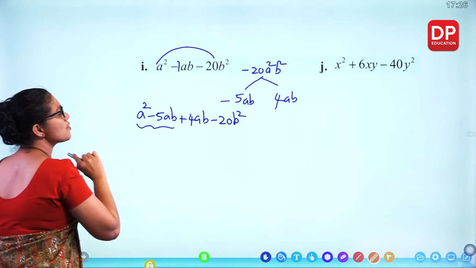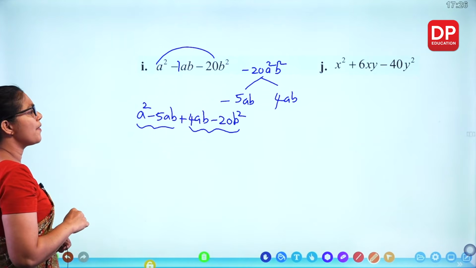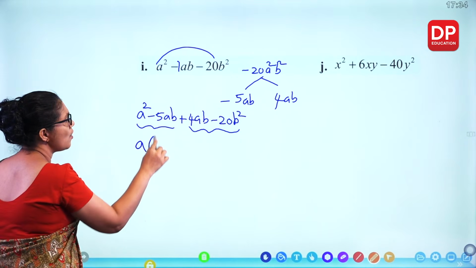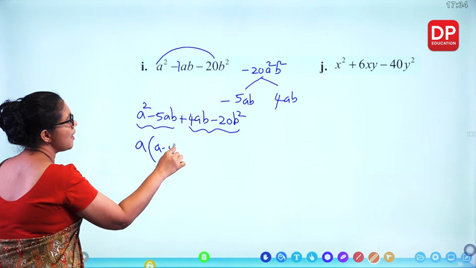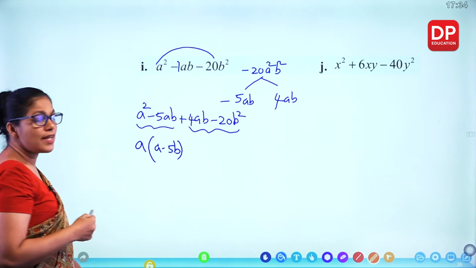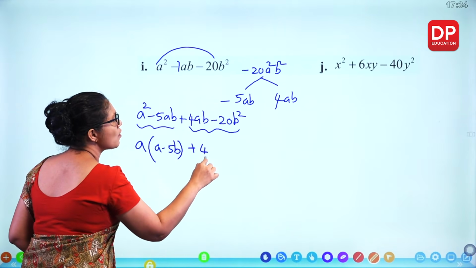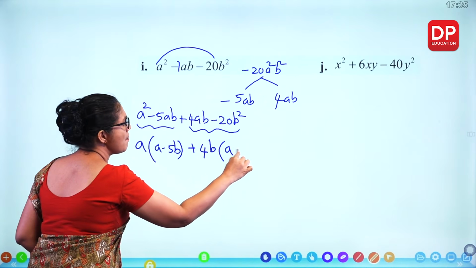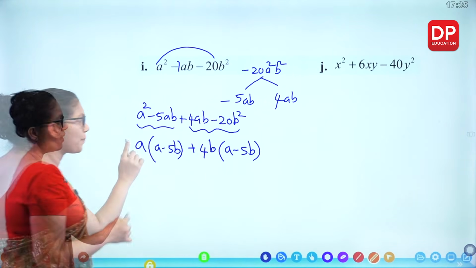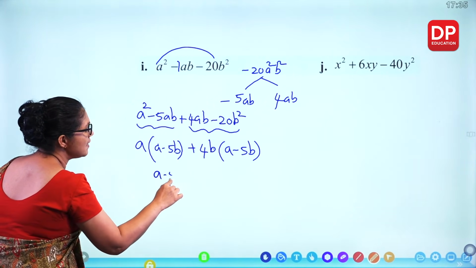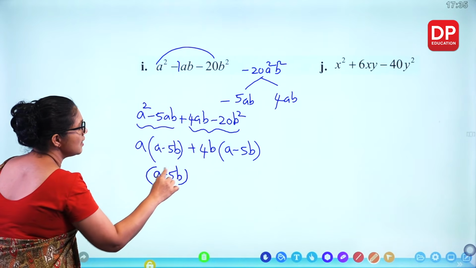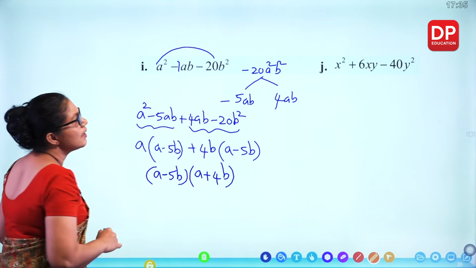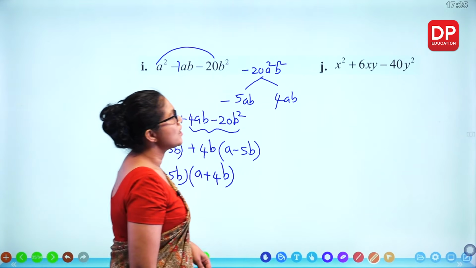Then take first 2 separately and last 2 separately. So when you take this one, we can see a is common, take it out, and a minus 5b remaining. Now when you take the next two, 4a is common, 4b is common, and the remaining part is a minus 5b. Now we can see a minus 5b is common, take it out, and a plus 4b is remaining. Now we'll look at this question.